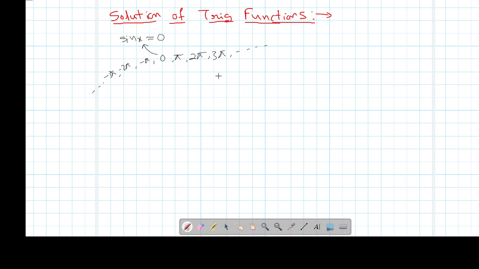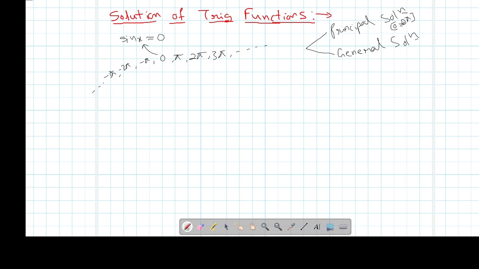For that reason, these solutions are categorized in two ways. The first one is the principal solution, and the second one is the general solution. The range of the principal solution is 0 to 2 pi, including 0 and including 2 pi, that is, the closed interval 0 to 2 pi. So whichever values you get between 0 and 2 pi.